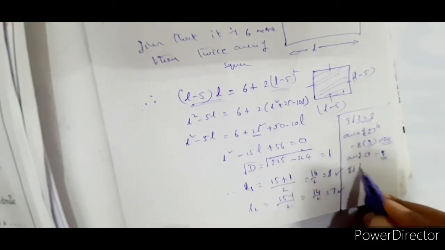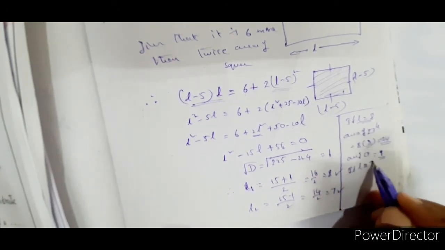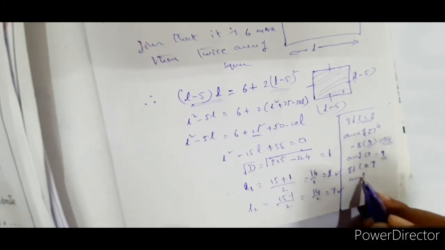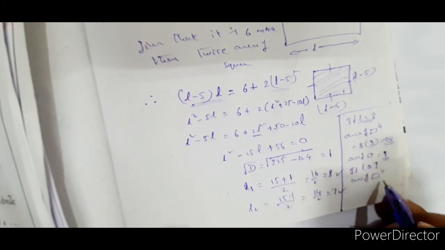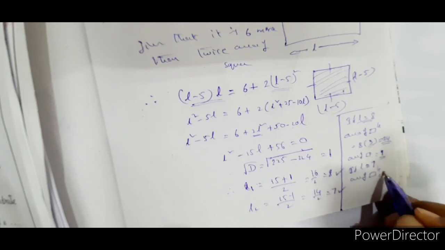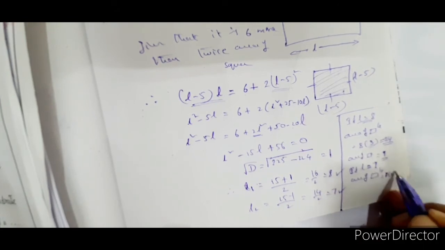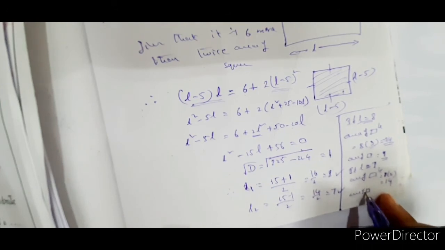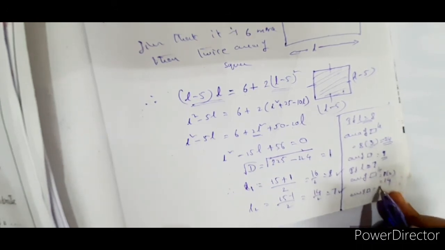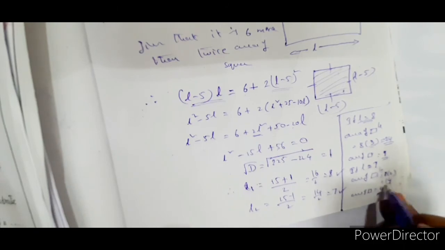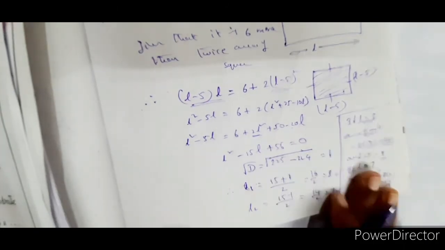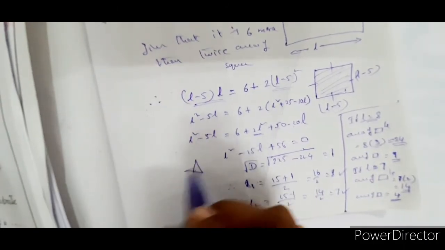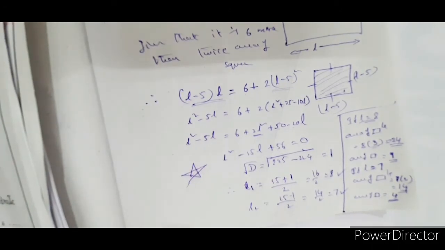Now if L is equal to 7, area of rectangle is equal to 7 into 7 minus 5, which is 2, which is equal to 14. Now area of square is equal to 2 square, which is 4. So this is how you have to determine. Very, very, very important problem. So don't miss practicing it.